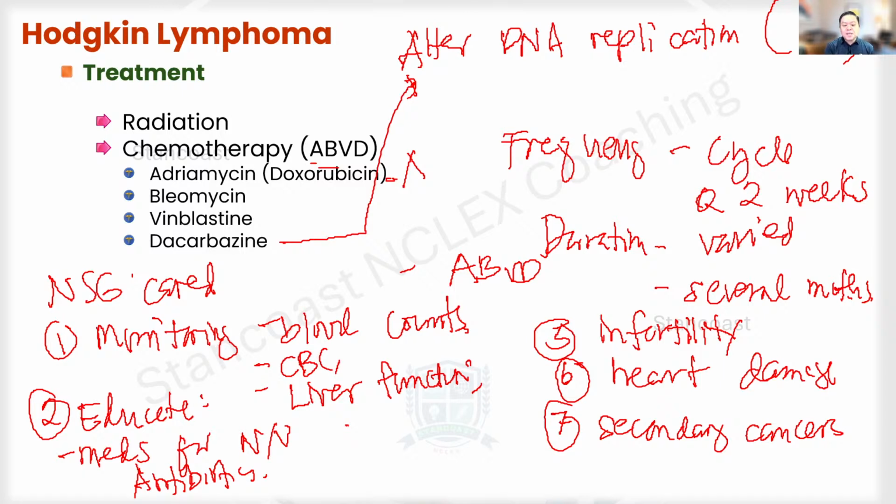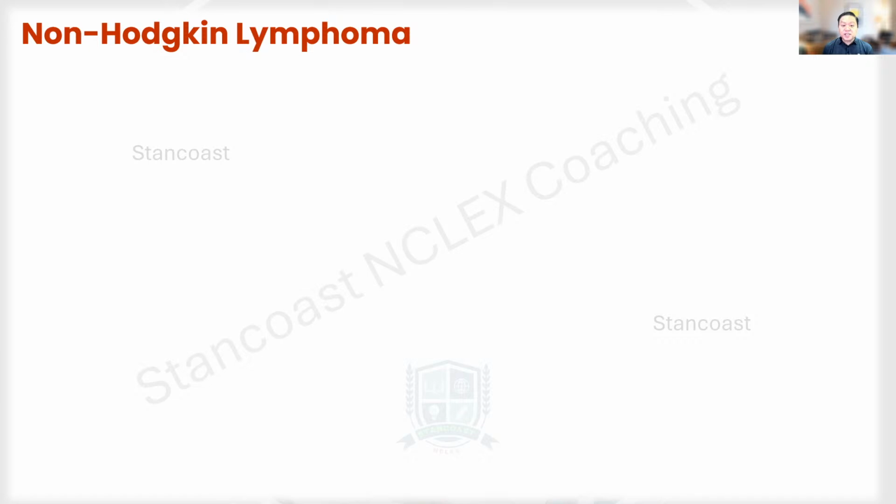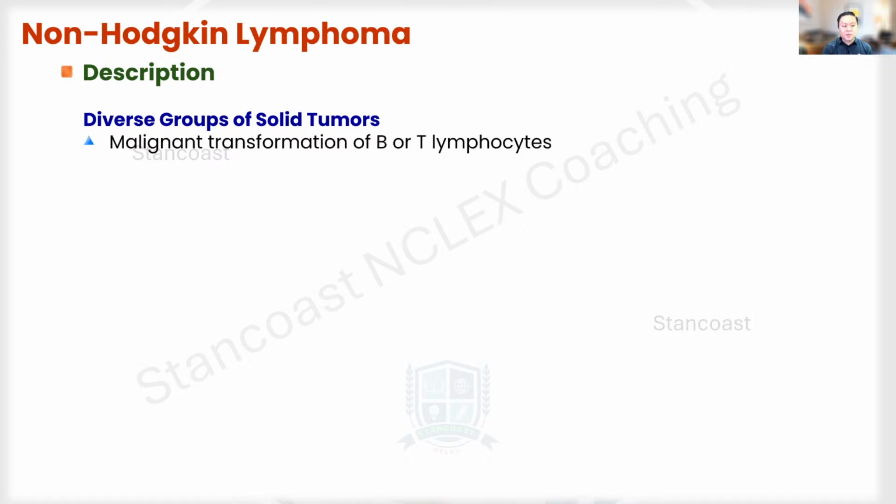Okay, now we're going to move forward with our discussion regarding non-Hodgkin lymphoma, which is another kind of lymphoma. And this is a type of cancer that is so diverse. It has so many different groups of solid tumors. And this is going to be much more difficult to treat compared to Hodgkin's lymphoma. And these are the different groups of the solid tumors.